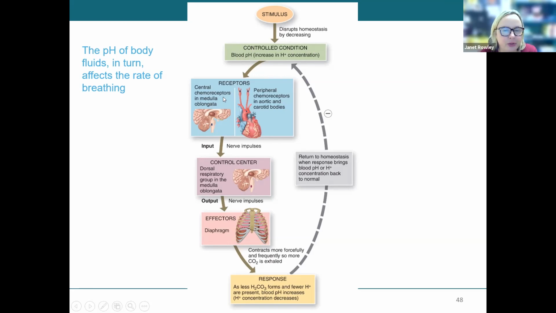Central chemoreceptors in the medulla oblongata and peripheral chemoreceptors in the aortic and carotid bodies detect the change. It sends that information to the dorsal respiratory group in the medulla, which sends impulses to the diaphragm. It causes the diaphragm to contract more forcefully and frequently, causing more carbon dioxide to be exhaled. As less carbonic acid is formed and fewer hydrogen ions are present, the blood pH increases. This then restores homeostasis to the blood pH, and then we go back to normal.